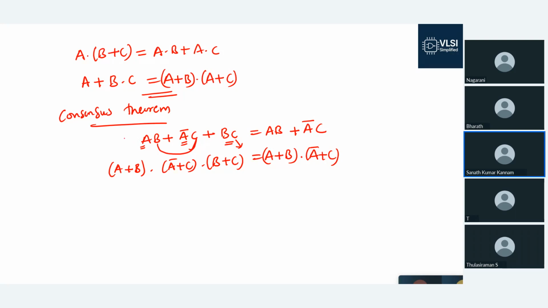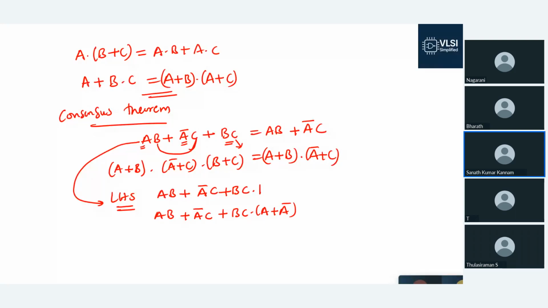So I will prove this consensus theorem for this one. Your task is you need to prove for the dual of this one. Okay, so I will take LHS. AB or A bar C or BC. Okay, so I can write this as, whatever the missing term is there, that is A bar C plus BC. I can write 1 as A or A bar. From OR law, I can write A or A bar equal to what? 1.